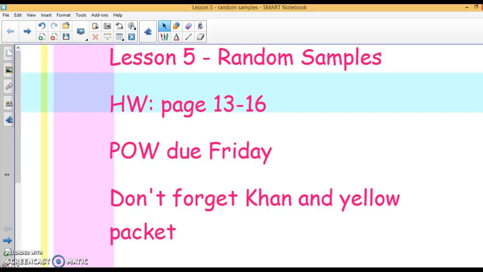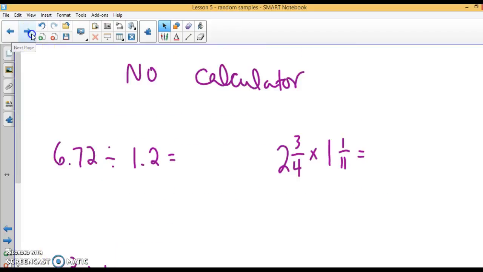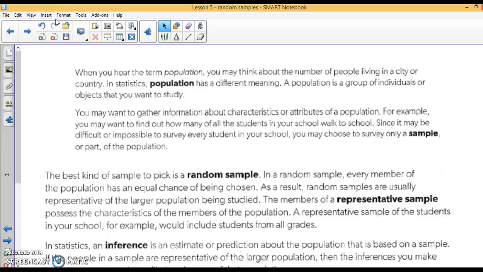Today we were talking about the 5th lesson in our probability and statistics unit, random samples. The homework that goes along with this is page 13 to 16 in your homework packet. All right, open up to page 15 in your note packet.